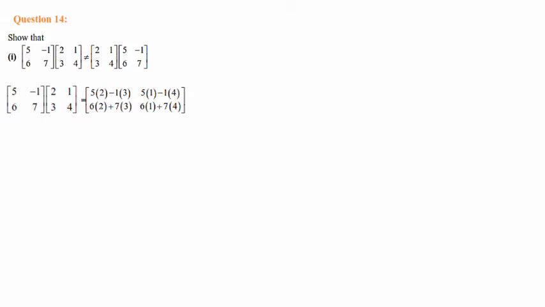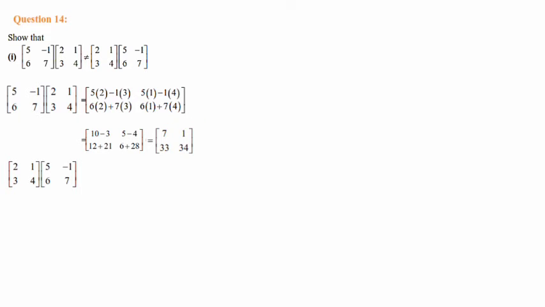So a little bit of calculation here. 5 into 2 is 10, 1 into 3 is 3, 10 minus 3. Next, 5 into 1 is 5, 1 into 4 is 4, 6 into 2 is 12, 7 into 3 is 21, 6 into 1 is 6, 7 into 4 is 28. A little bit of addition and subtraction here. 10 minus 3 is 7, 5 minus 4 is 1, 12 plus 21 is 33, 6 plus 28 is 34. So this is the left hand portion.